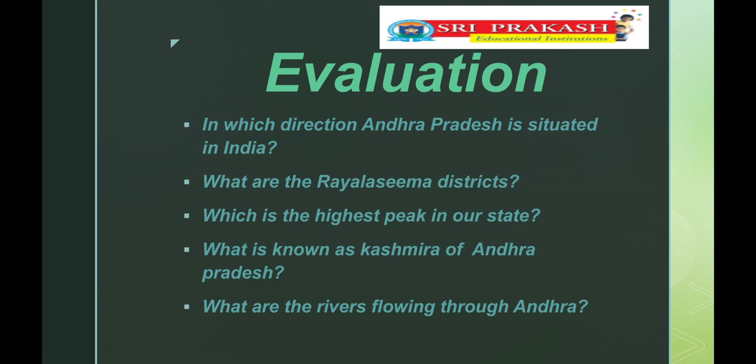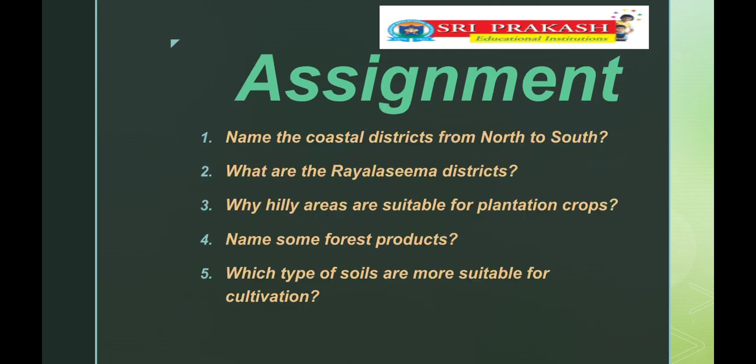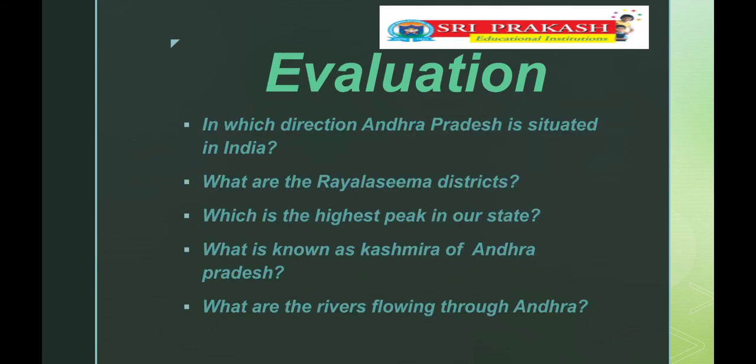Next, what is known as the Kashmir of Andhra Pradesh, children? Yes, Lambasingi. Lambasingi is known as the Kashmir of Andhra Pradesh, or Andhra Kashmir. What are the rivers flowing through Andhra Pradesh, children? Rivers Godavari, Krishna and Penna.